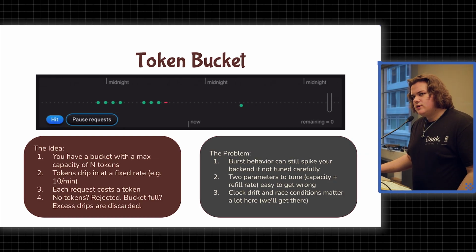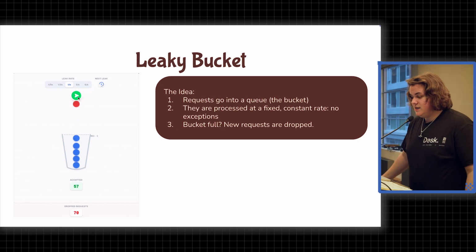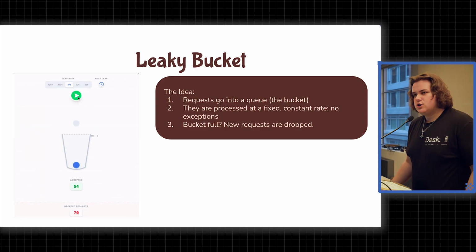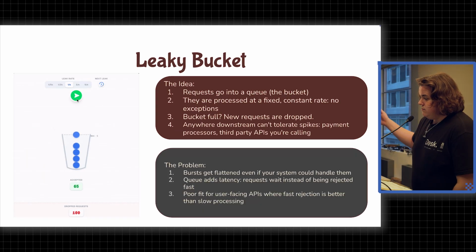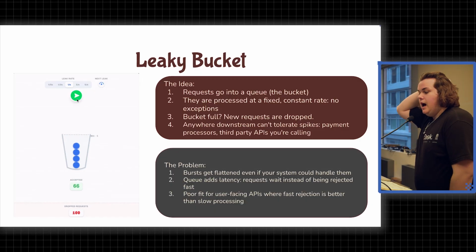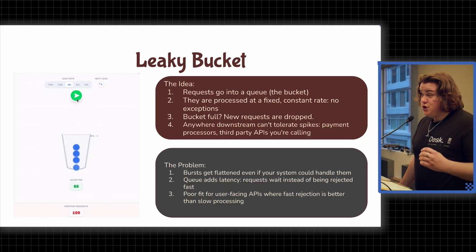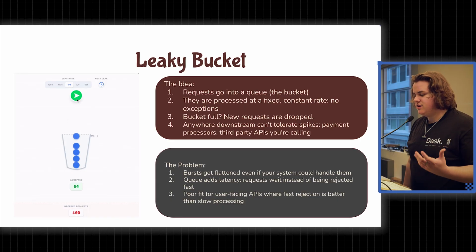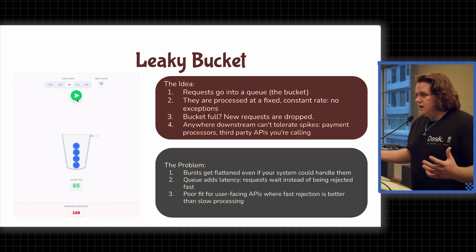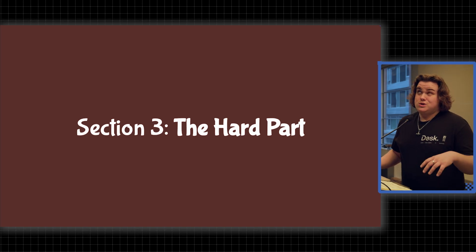So another solution to this would be a leaky bucket. The idea is that requests go into a queue, which is the bucket itself, and they're processed at a fixed constant rate with no exceptions. If the bucket is full, the new requests are dropped. This is great if you can't tolerate spikes, like you have a payment processor or a third-party API you're calling, but bursts can get flattened even if your backend can support them. And the queue adds latency, requests wait instead of being rejected fast. So now that we've gone over the algorithms, there's other options in various complexities and different reasons to which you'd want to use them. Let's get towards some of the harder parts.